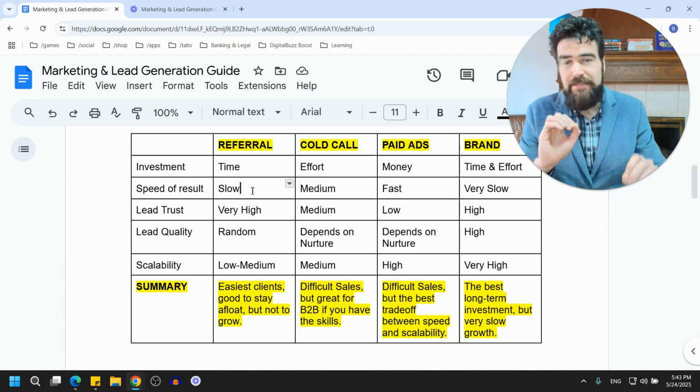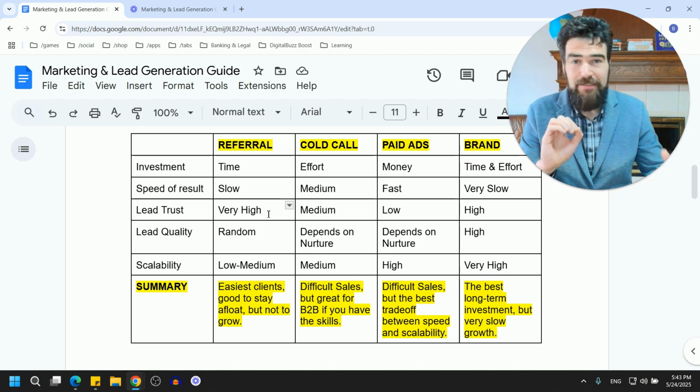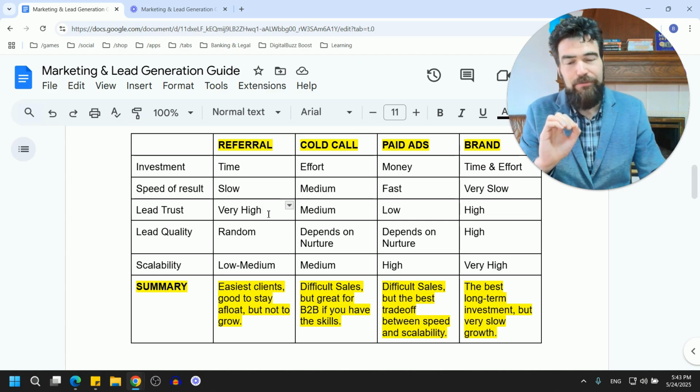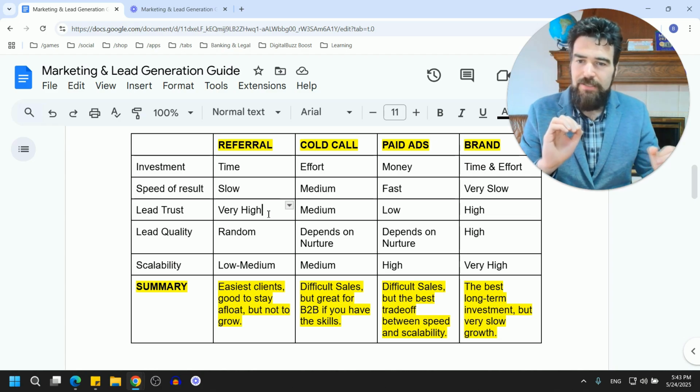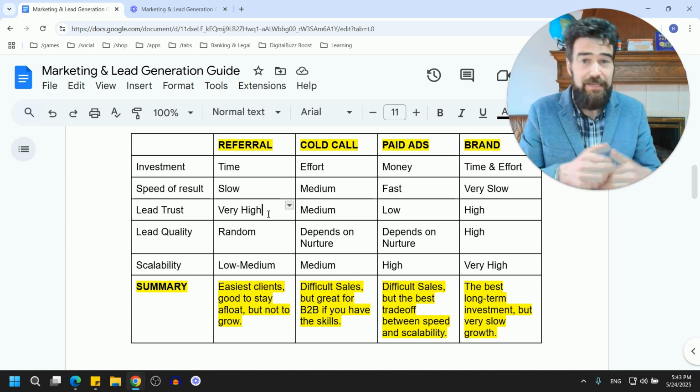On the flip side, the trust you get of these clients is very, very high because they already know someone you've delivered good results for, and they talked positively about you. So this is probably the best thing about referrals, that the trust is very high. Now, something a bit less positive about referrals is that the lead quality is random.